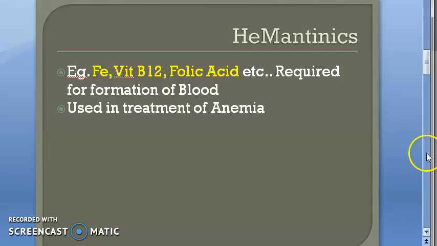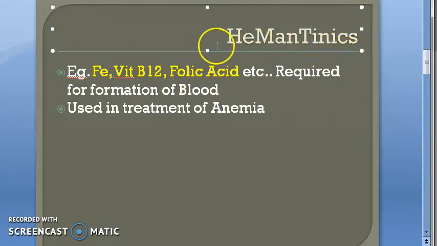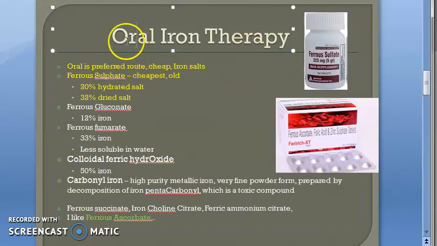Then we saw that hematinics means all these iron forming things. All of these can be given in the treatment of anemia. Oral iron therapy, we saw that oral is the preferred route. It's cheap and you will give iron salts.